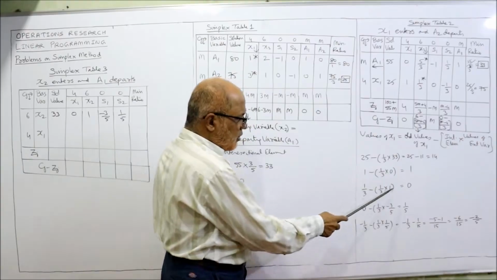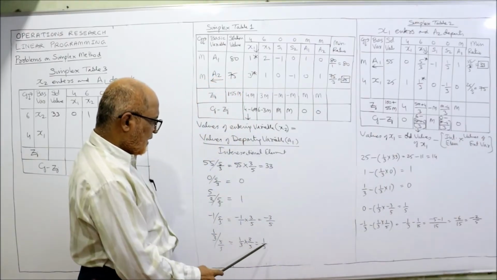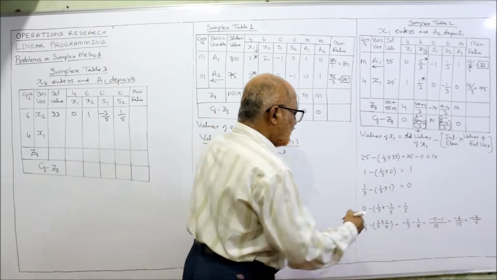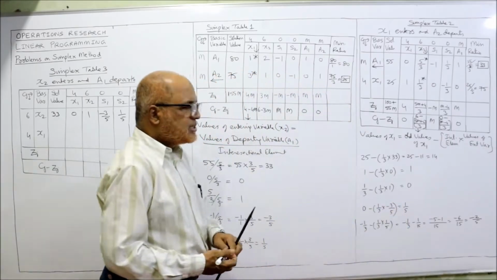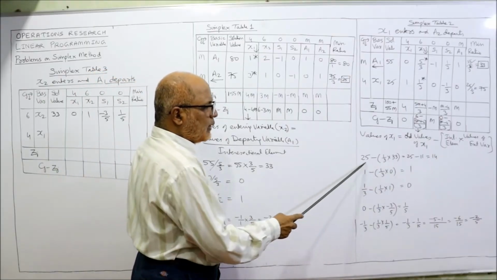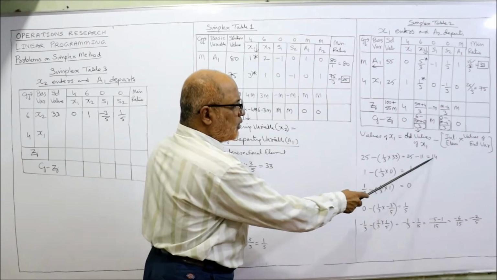So 33, 0, 1 by 5, 3 by 5 and 1 by 5, minus 3 by 5 and 1 by 5, I have taken. Now simplify. 33, 1 by 3 into 33 is 11. So 25 minus 11 is 14.